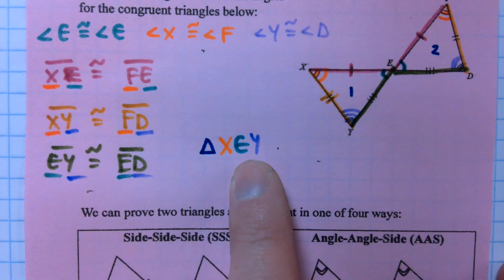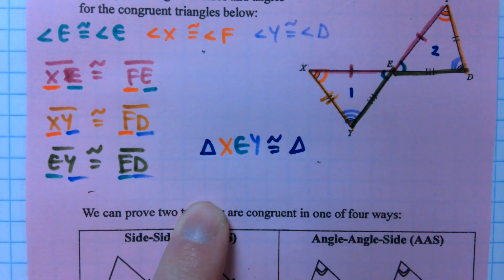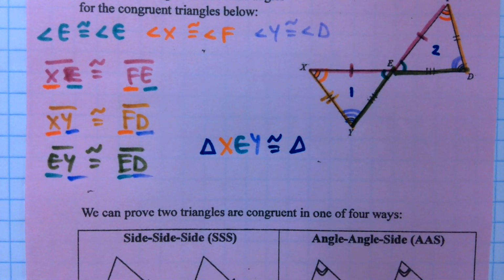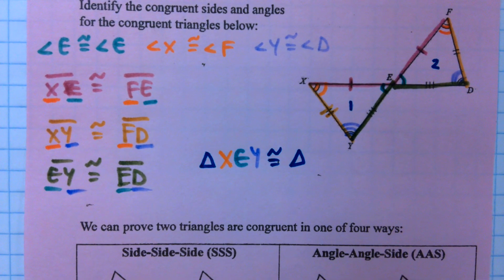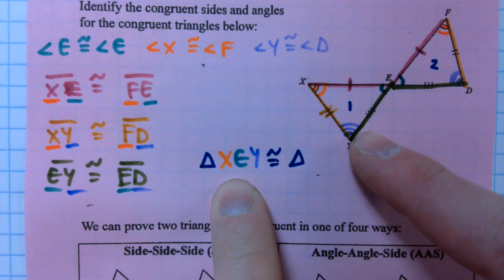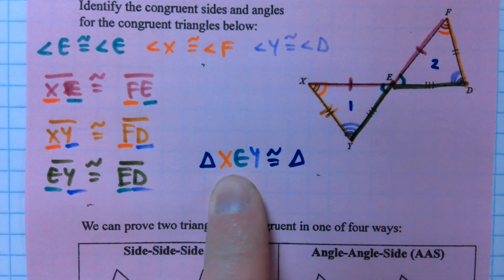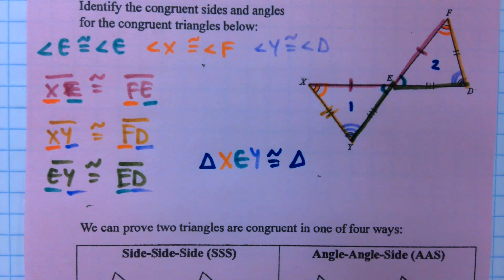What I start with isn't as important. What I'm saying this is now congruent to is extremely important. My second triangle here, I've got to match up all my congruent corresponding angles, right? So all the colors have to match. Now that I've called triangle 1 XEY, there is only one name I can give triangle 2. Take a moment, think about what that name is, see if you can figure it out. It's color coordinated.